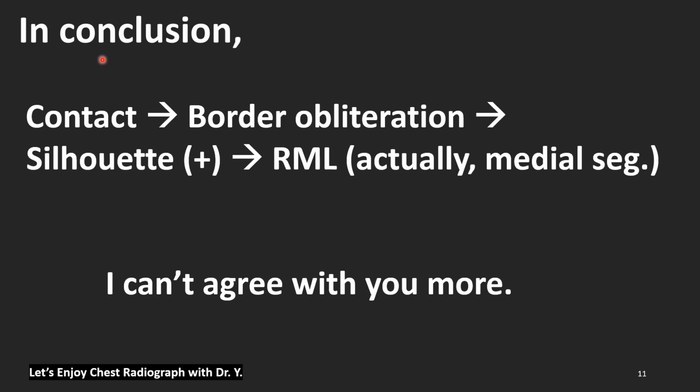So your conclusion is that contact, which means border obliteration, means silhouette sign positive. That means that the lesion was in the right middle lobe. Actually, not the lateral segment, but the medial segment of the right middle lobe. If this is your conclusion, I can agree with you more.